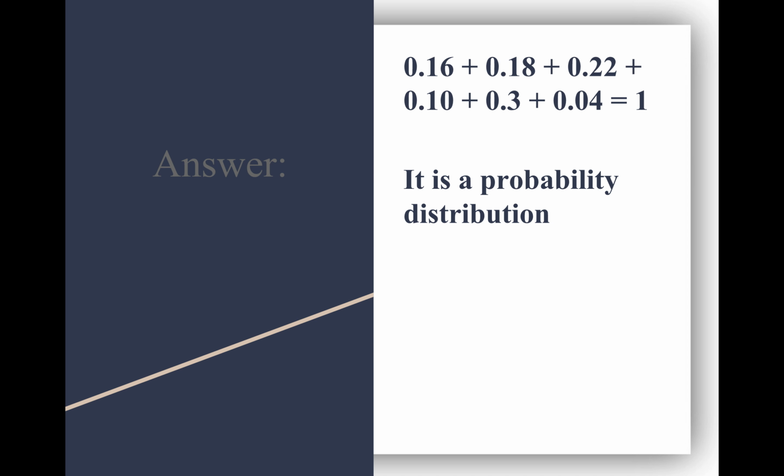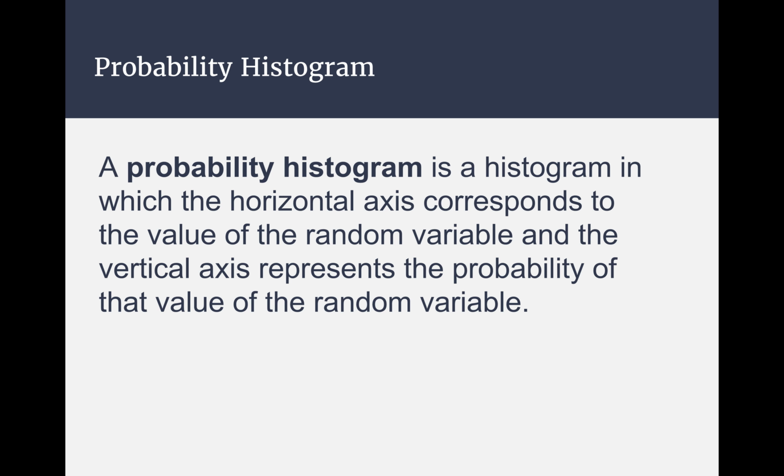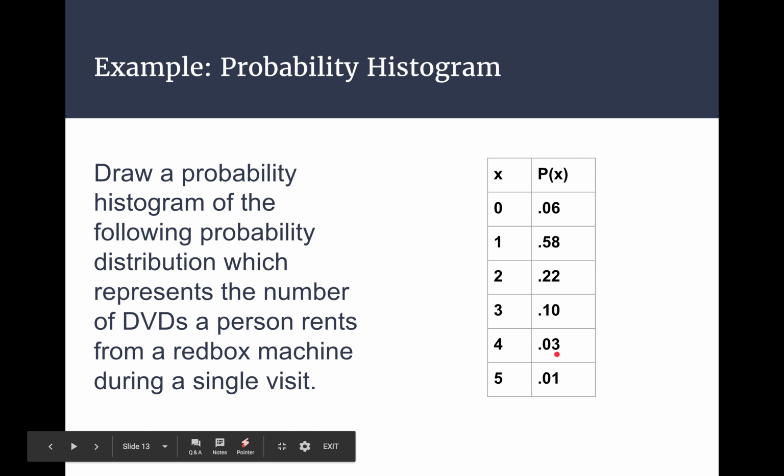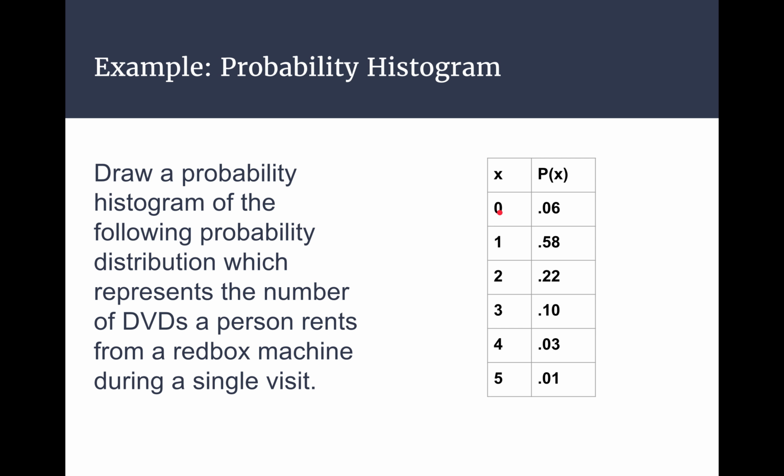Okay, let's go back. A probability histogram is a histogram in which the horizontal axis corresponds to the value of the random variable, and the vertical axis represents the probability of that value of the random variable. So this is a probability histogram of the number of DVDs a person rents from a Redbox machine during a single visit. So let's look at this. About 58% of the time, 0.58, they rent one DVD. About 3% of the time, they rent 4 DVDs. And about 6% of the time, they don't rent anything.